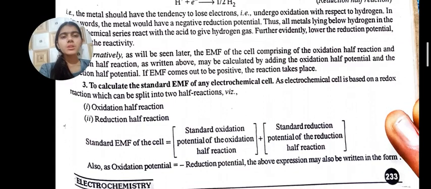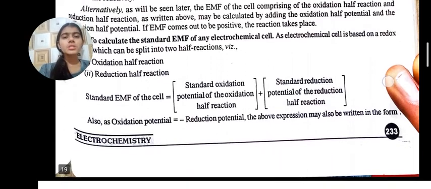The third application of the electrochemical series is to calculate the standard EMF of any electrochemical cell, as an electrochemical cell is based on the redox reaction, which can be split into two half reactions, that is, the oxidation half reaction and the other one is the reduction half reaction. So the standard EMF of the cell will be equal to the standard oxidation potential of the oxidation half reaction plus the standard reduction potential of the reduction half reaction.